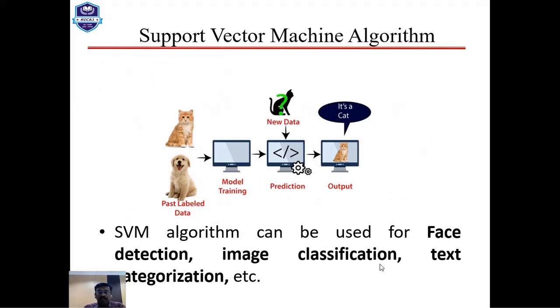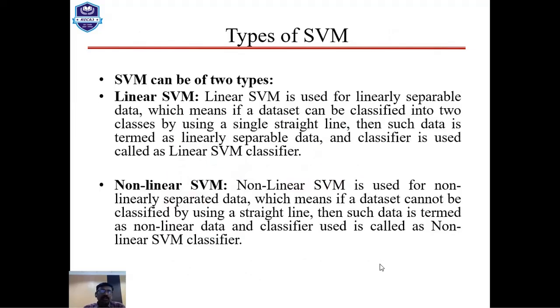SVM algorithm can be used for face detection, image classification, and text categorization. SVM can be of two types. One is a linear SVM.